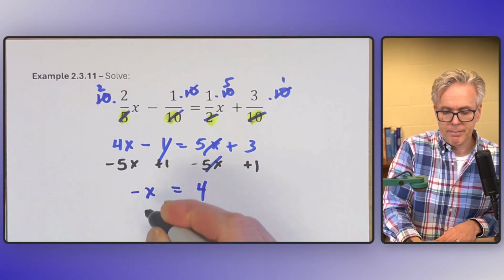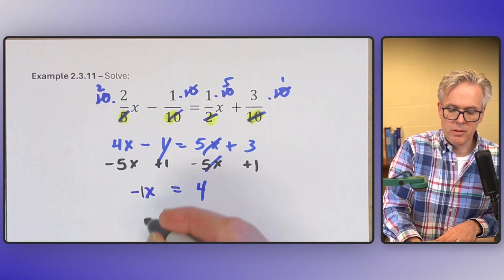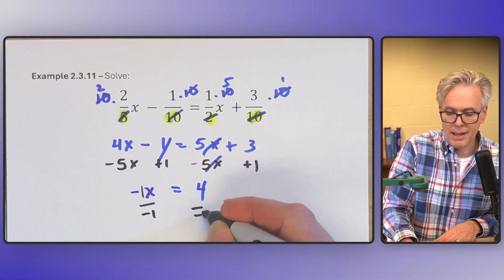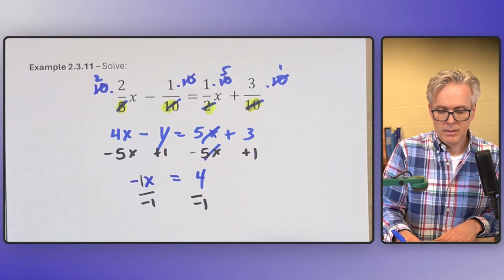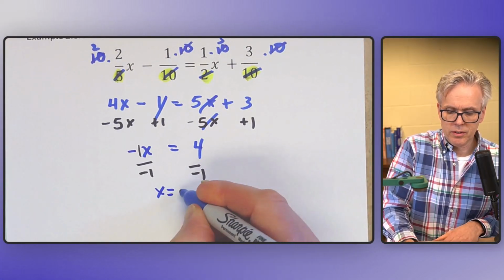Now I'm one step away. This is a negative x equals 4, so I'm going to divide through or multiply by negative 1. And so I'm going to get x equals negative 4.